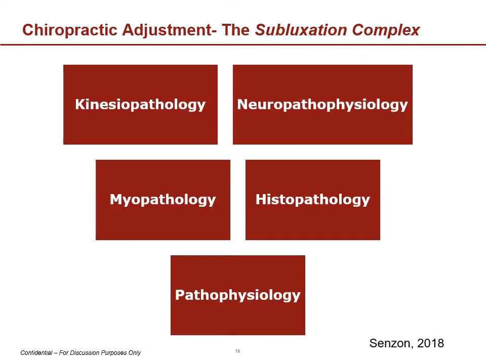The subluxation complex is broken into 5 primary components: kinesiopathology, neuropathophysiology, myopathology, histopathology, and pathophysiology. Basically, all of these components show the effects of a subluxation and how it affects all other systems of the body in respect to movement, the neural system, the muscular system, physiology, and eventually resulting in pathology.